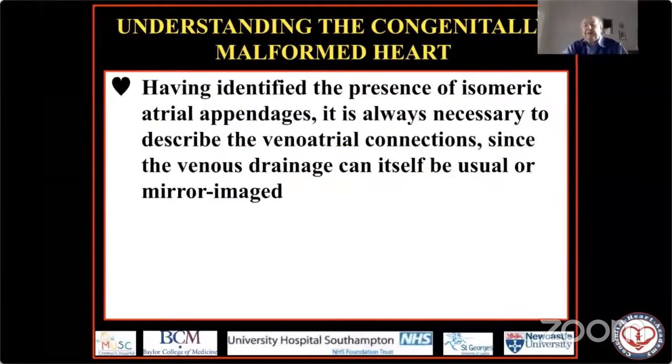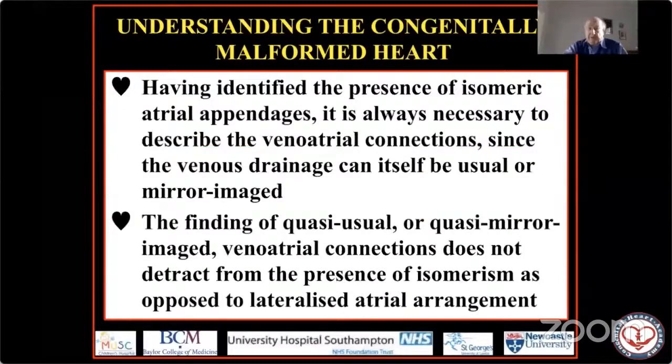Having identified the isomeric appendages, however, we need to remember the veno-atrial connections. We've emphasized to you that we don't use the veno-atrial connections to determine atrial arrangement, but we still need to know how the blood comes back into the heart. On occasion, even when we have isomeric appendages, the venous drainage itself can be usual or mirror imaged. But the finding of these quasi-usual or quasi-mirror-imaged veno-atrial connections does not detract from the fact that the appendages are isomeric. And it is the isomeric nature of the appendages that needs to be our starting point of sequential segmental analysis.